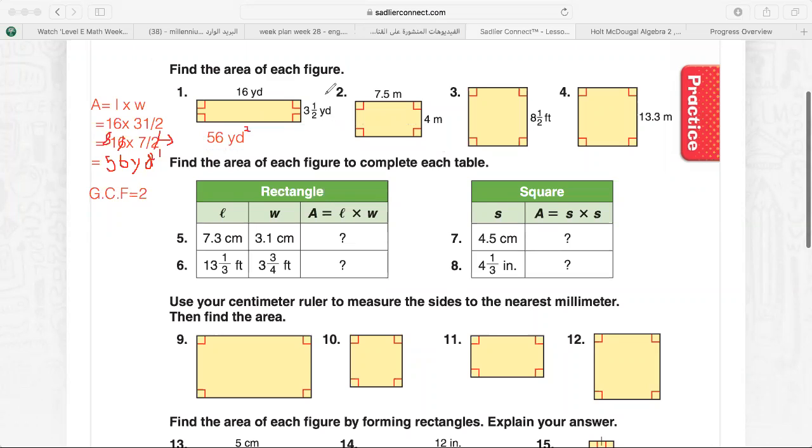Why yard squared? Because the unit used here is yard. Okay, the unit here is yard. So I'm going to say yard squared. Okay, let's move here.